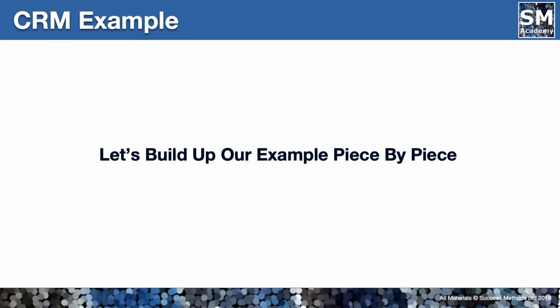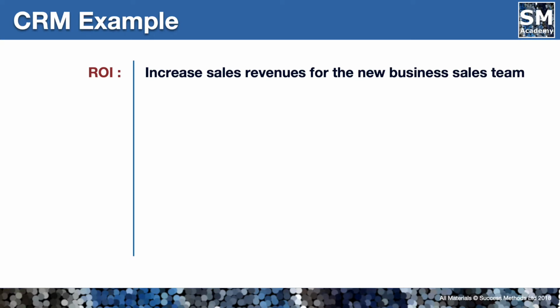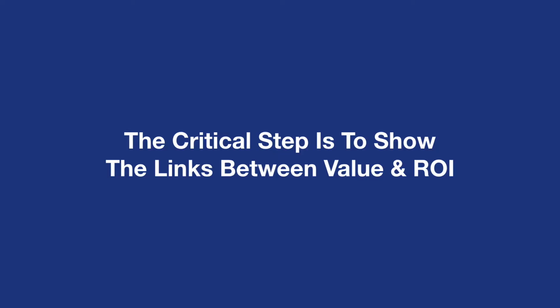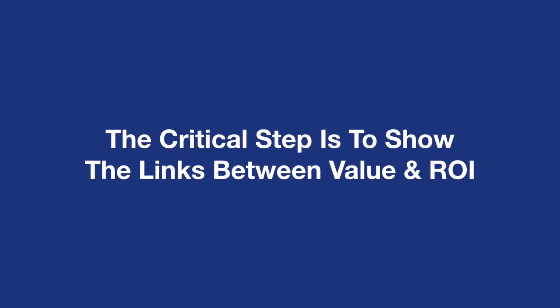So what might this conversation look like top to bottom? Well, first you might want to establish the ROI you're trying to deliver. In the case of the CRM example, that might be an increase in new business sales. Then you want to identify the specific value outcomes that you know your solution can deliver, and that hopefully you can also measure, that if they improve, should deliver that ROI outcome. In this case, we might say, for example, that improved visibility to the sales pipeline, increased average deal size, and shorter sales cycles are all things that we would expect to lead to increased new business sales revenues.